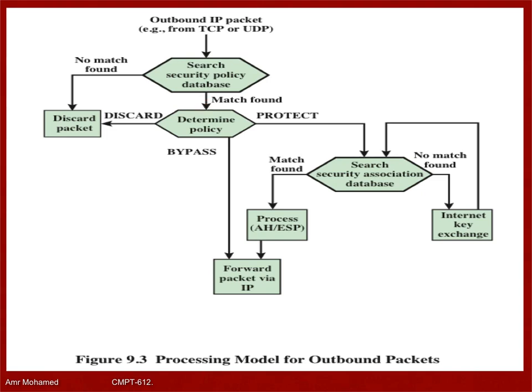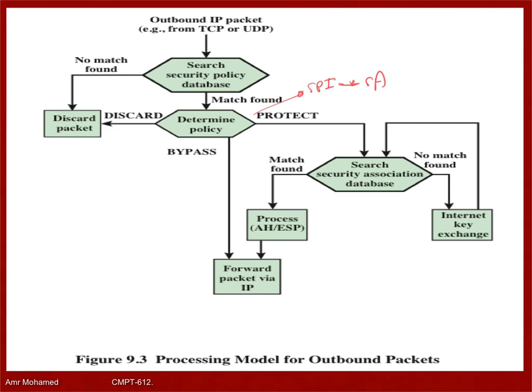If there is a match, then we determine the policy. Maybe the policy is discard. So in that case, again, we go to discard. Okay. And if the policy is bypass, this means we don't have to add an ESP header or an AH header or anything. Bypass means send it over the internet normally. So forward to IP to send it in the normal way. If it's protected, this means that here we have the security parameter index, and it refers to a security association.